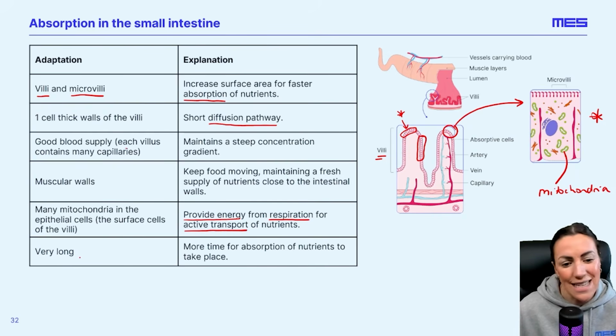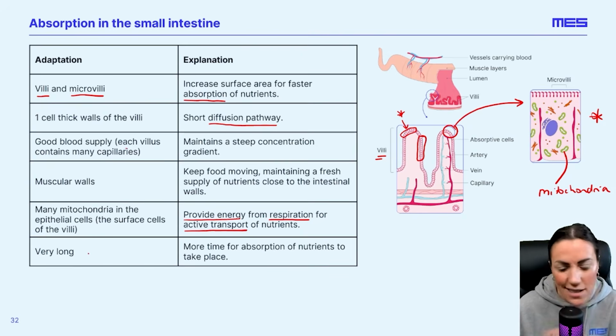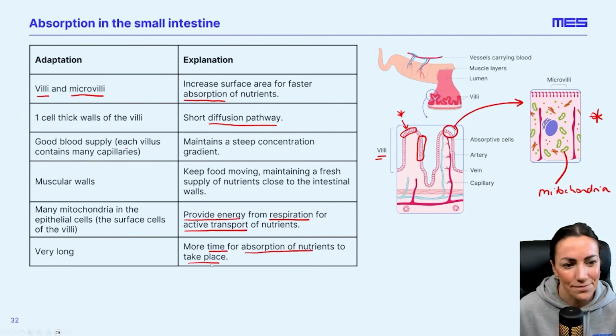And finally, a nice easy one to remember if you want to, the small intestine is very long. The food spends quite a long time traveling. I think it's about 7 meters in total. So that just gives more time for absorption to take place.